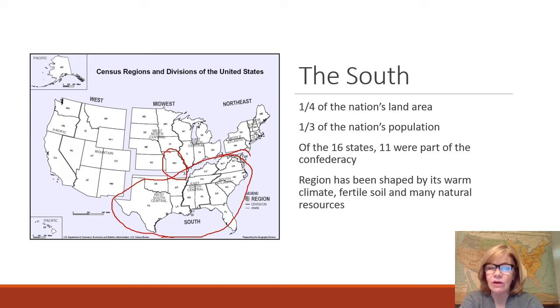So if you look at the South, it's 1/4 of the nation's land area, and you could kind of see that just by looking at it. And it has 1/3 of the population. There are 16 states, and of those 16 states, 11 of them were part of the Confederacy. There were a few up here in the northern part, Maryland, Delaware, West Virginia, and Kentucky, that never joined the Union. And also Missouri did not.